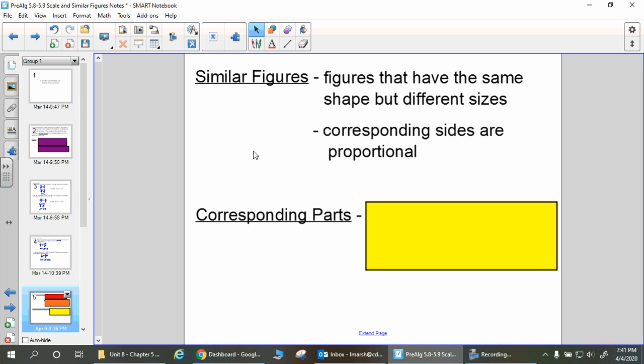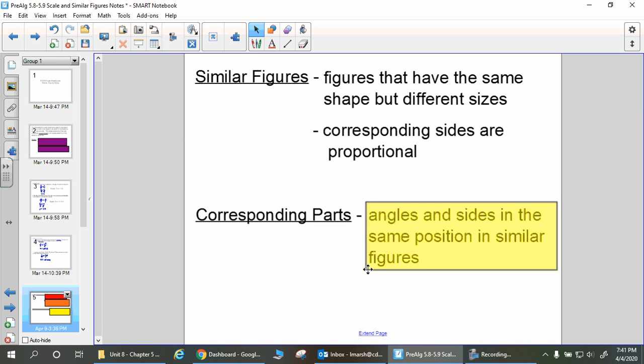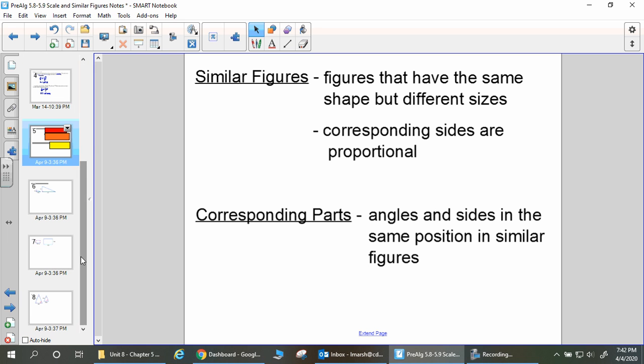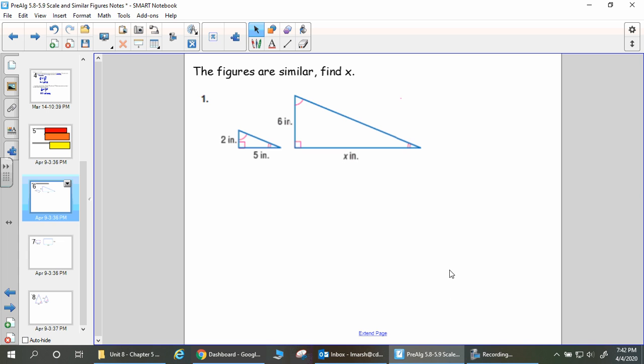Well, what does it mean to be corresponding? Corresponding parts are the angles or the sides in the same position in similar figures. So if we're talking about two triangles, we're talking about the bottom of both of those triangles. If we're talking about rectangles, we're talking about the short side of the rectangles. We want the sides that are doing the same thing. So let's look at an example.